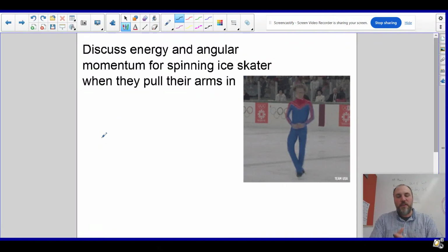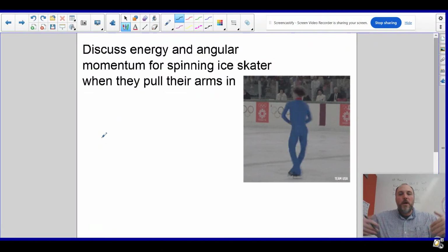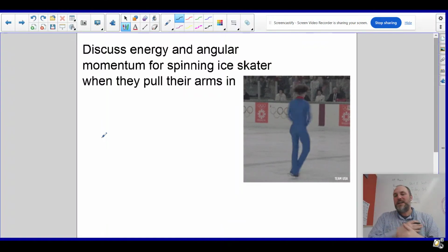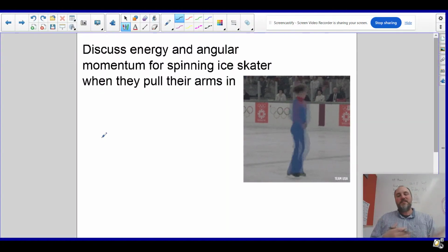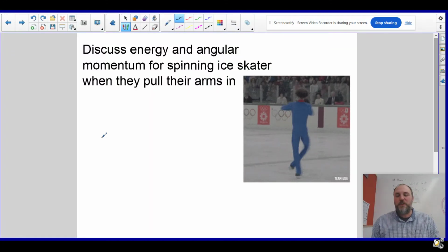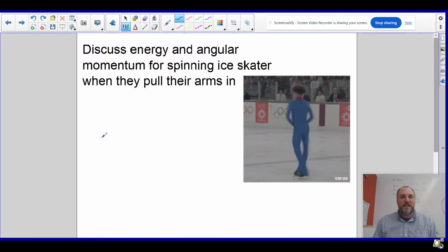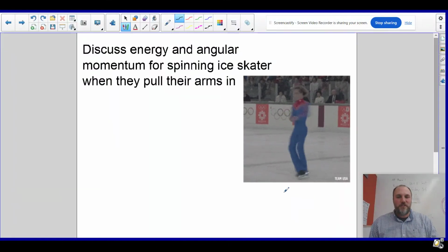So I have that GIF there of the ice skater who pulls their arms in and suddenly they start to rotate faster, and then they spread their arms out and suddenly they're able to slow down. And if you watch any of the Winter Olympics, those athletes are incredible and they have just a ton of talent. So this is a lot of fun to look at because it's hard to see what should be conserved here.